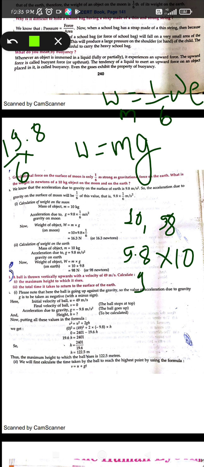Okay, so just calculate the value. The mass of the object is 10 kg, that is m equals 10 kg, g is 9.8. Then the weight on the earth will be m into g, that is 9.8 into 10, which is 98. So the weight of the object on the earth will be 98 Newton. Since weight is a kind of force, we write it in Newton.